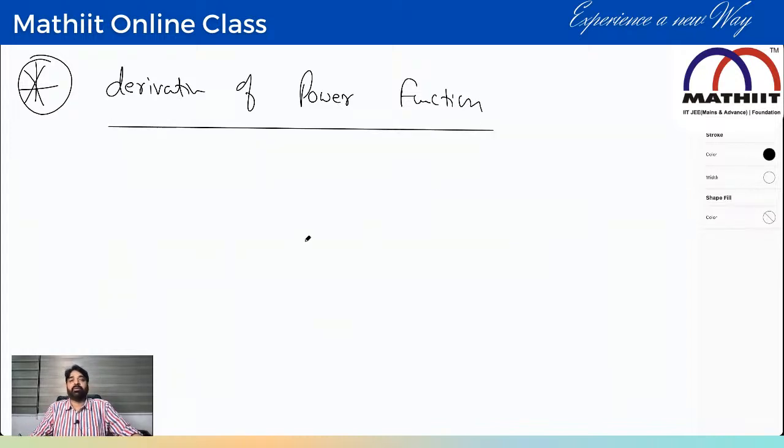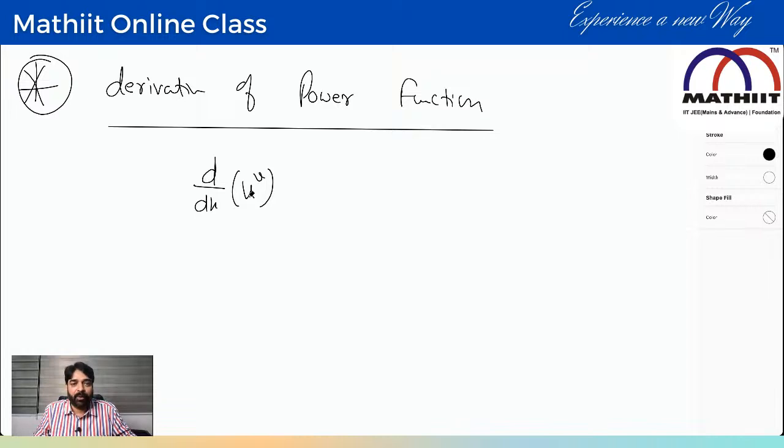Derivative of power function. What is the meaning? It means I want to do differentiation of u power v, where u and v both are functions of x. Suppose v is constant, so I will apply the x power n formula. If u is constant, I will apply the a power x formula. But what will happen if u and v both are variable?